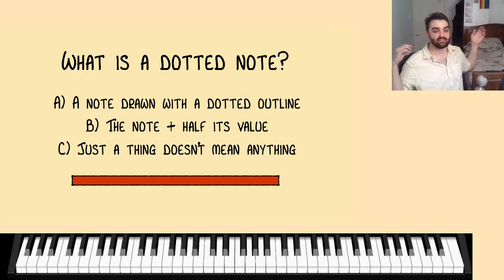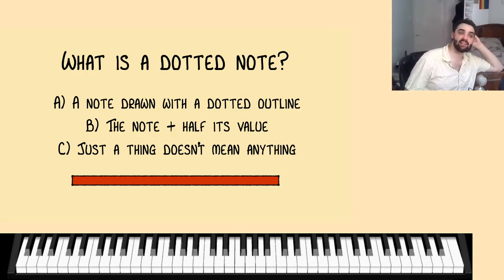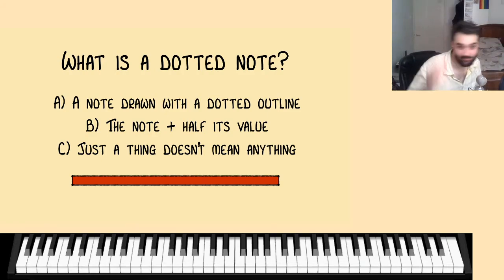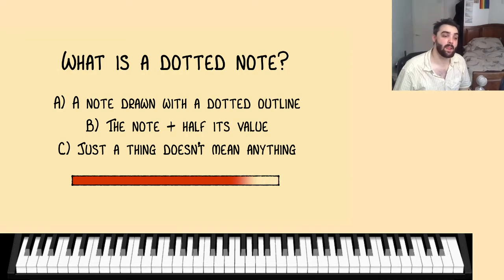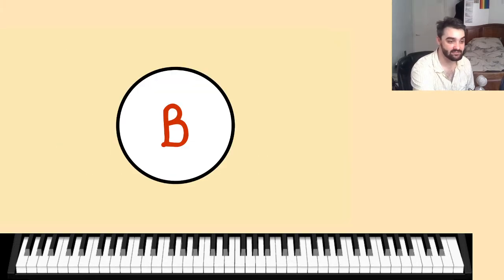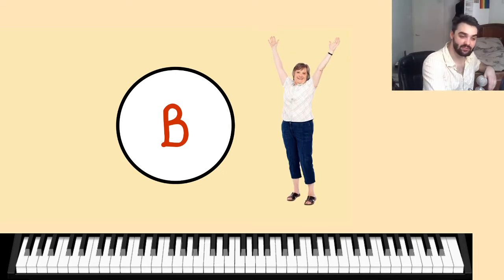So what is a dotted note? We've just gone through it. Is it A, a note drawn with a dotted outline? Is it B, the note plus half of its value? Is it C, just a thing, it doesn't mean anything, I've just made it up? Okay, so time starts now. So A, B, or C? Will you get it? Time is up. A, B, or C? What did you get? The answer is B. It is the note plus half of its value.